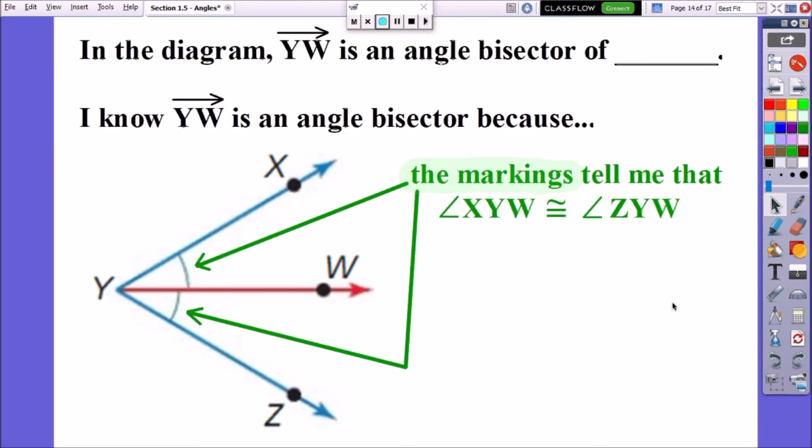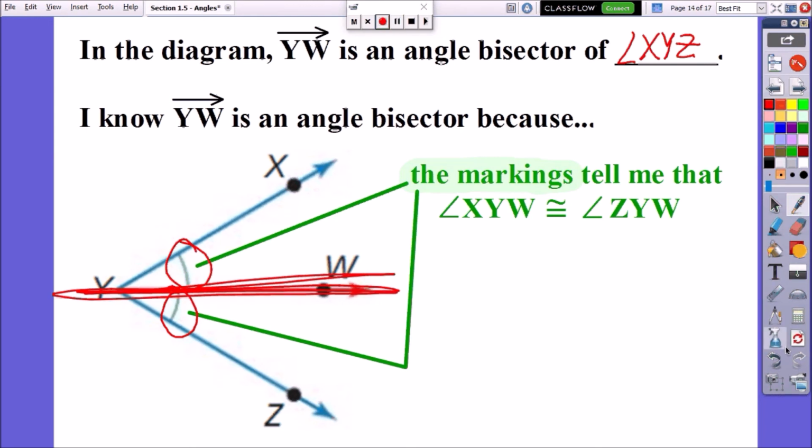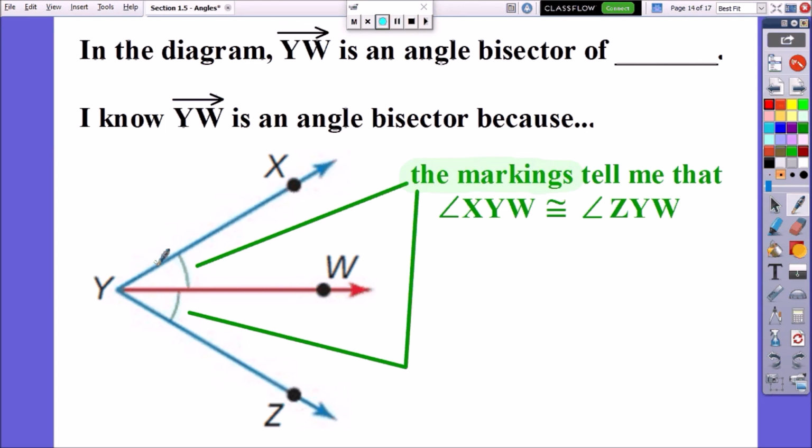All right, so in the diagram, ray YW is an angle bisector of which angle? Well, it's cutting in half this bigger angle, angle XYZ. And I know that ray YW is an angle bisector because, and this is the part that's not on your notes here, these markings, these arc marks, are saying that if these 2 smaller angles are really equal to each other, then YW must have caused that bisection to happen. So these markings are telling me that these 2 smaller angles are the same.